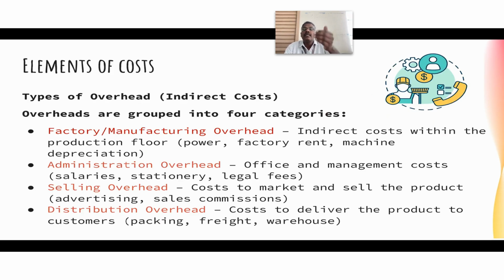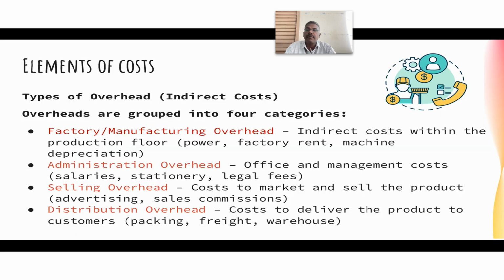And there are different types of overhead costs. Normally we can call it an indirect cost. In industry terms, we call it an overhead cost. There are different overheads playing a major role in producing a particular component in an industry. The first one is factory and manufacturing overhead, right?